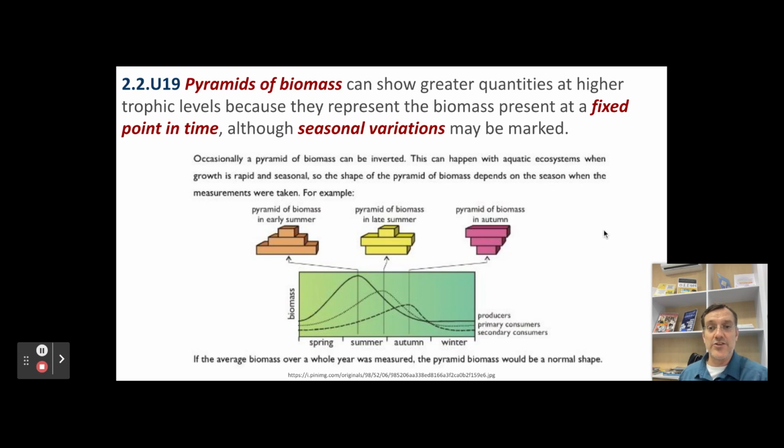That's generally due to seasonal variations, particularly if you live in a part of the world where there's a dormant season. Maybe it's the winter in the polar latitudes or the temperate latitudes, or maybe it's a dry season in tropical zones. You may have times of the year when your producers go dormant, right? And so the amount of biomass that is visible or countable at that time of year might change.